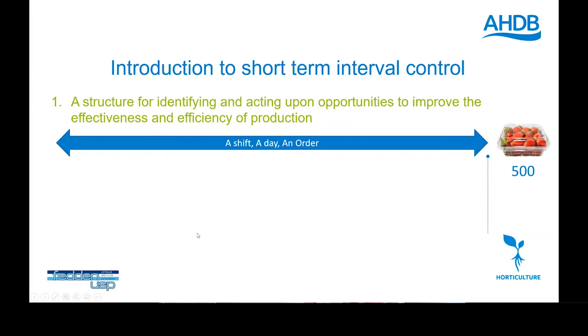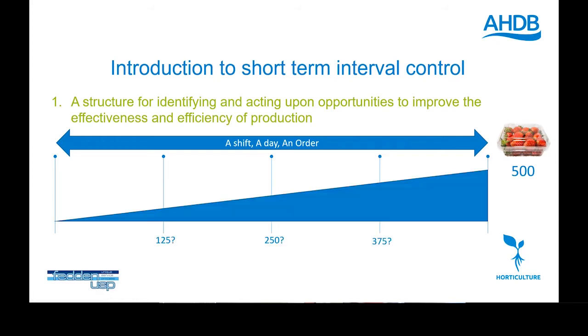It is thinking about, if you have a shift, a day, an order that's got a total of, we're going to get 500 strawberry punnets done in this example. It's thinking about how can you ensure that as you progress towards that output, you are really checking to see if you're progressing towards it. This is the simplicity of it.